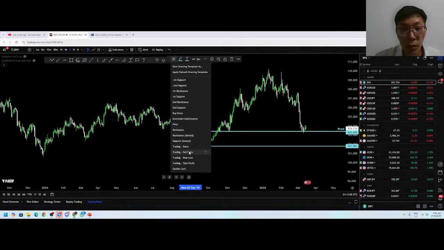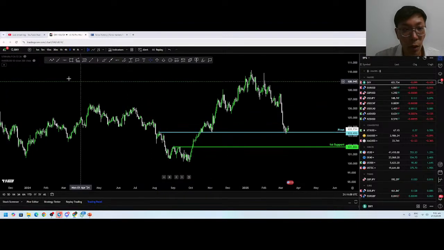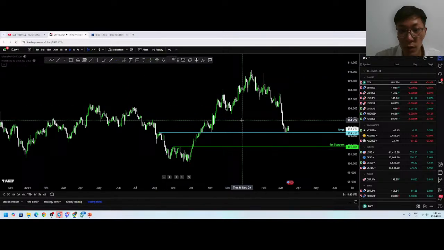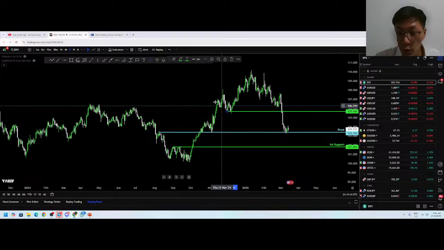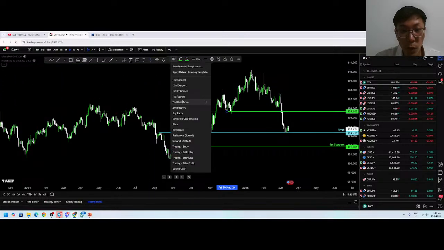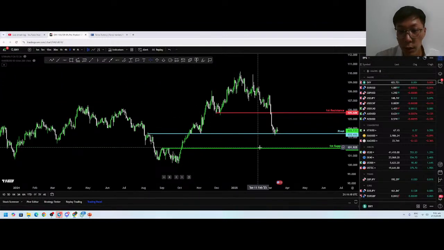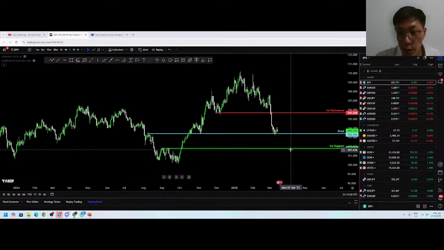Okay, this is our first support. All right, then we will go to the next one, which is our resistance level. Okay, this is a solid resistance level because it is our pullback resistance level. Okay, then this support is also a pullback support level.